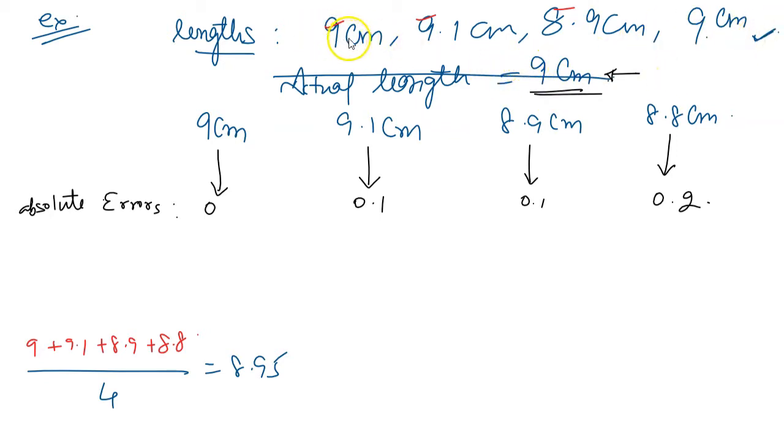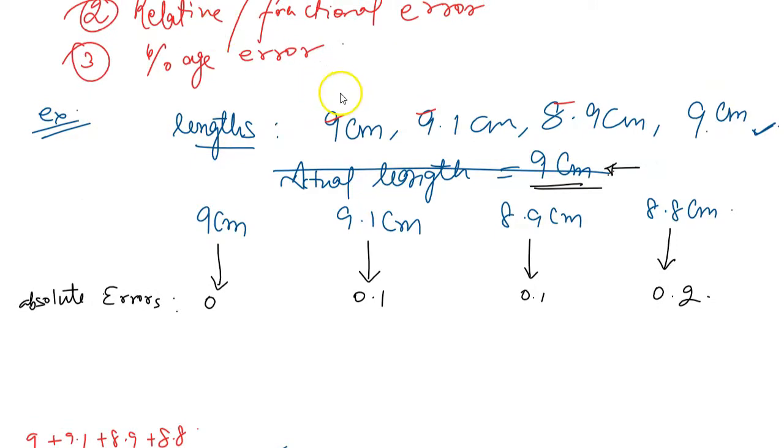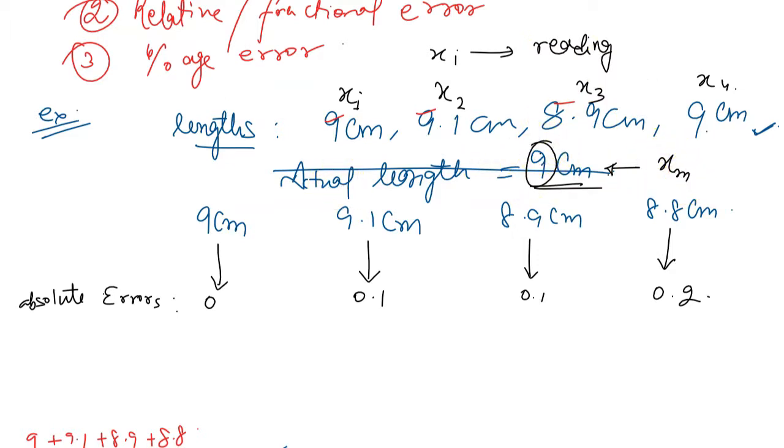Let us say each reading I indicate by xi, right? That means x1, x2, x3, x4. So what are x1, x2, x3, x4? That means what is this xi? This is my reading, that means my measurement or measured value. And this is the mean value. The 9 what we have here, that is the mean value.